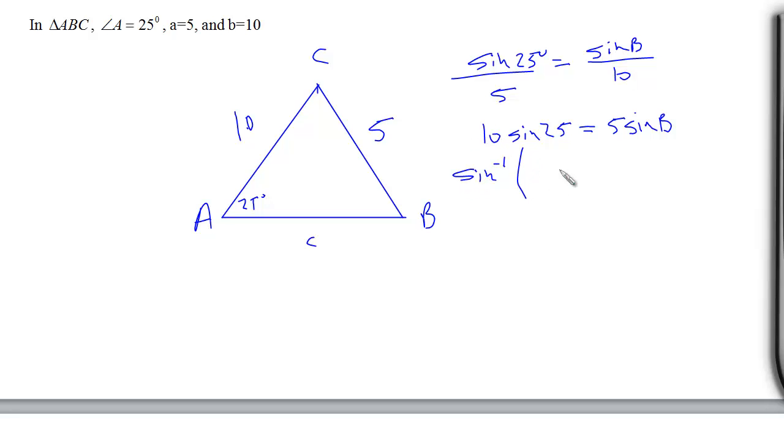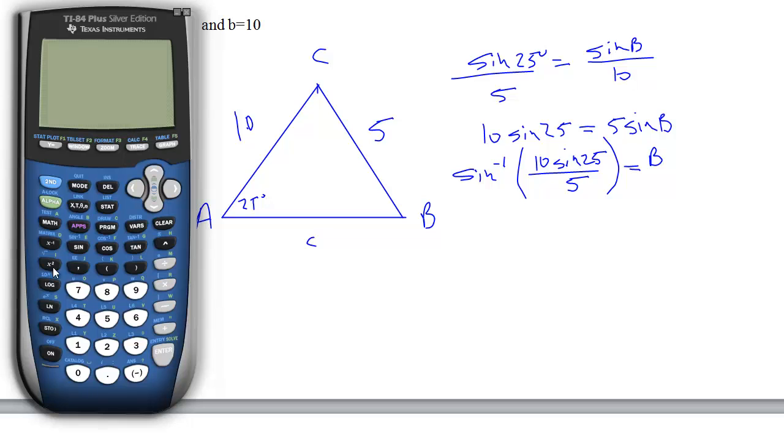So I have sine to the negative 1 of 10 sine 25 over 5. So I divided both sides by the 5 and then took the inverse sine. And that's going to solve for B. So we'll pull that up in the calculator here. So I'm going to say the inverse sine of 10 sine 25 over 5 equals 57. We're going to call that 57.7.